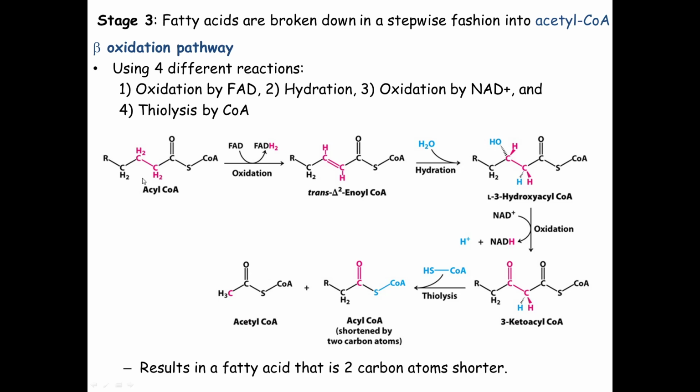And my fatty acid acyl group has been shortened by 2 carbons. But can't I do this again? If it started out as 20 carbons, it still has 18 carbons there. I can do this over and over and over until I run out of carbons. So that's what we're going to do. We're going to repeat these same 4 steps until we run out of carbons.